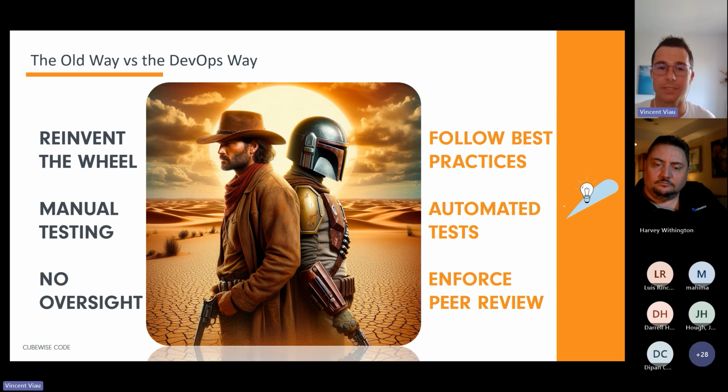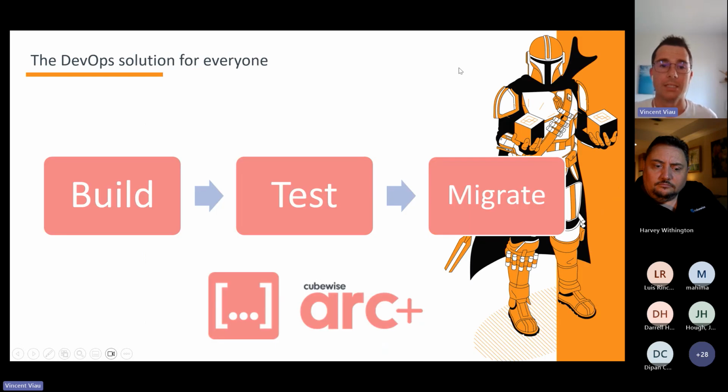Even if you want to enforce it, there is nothing in TM1 that can help you to enforce the peer review in your team. So the DevOps solution is to use Arc Plus. With Arc Plus, we released a new feature which enables you to do automated tests. This is the one in the middle.